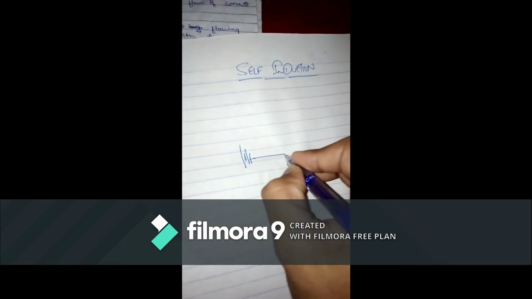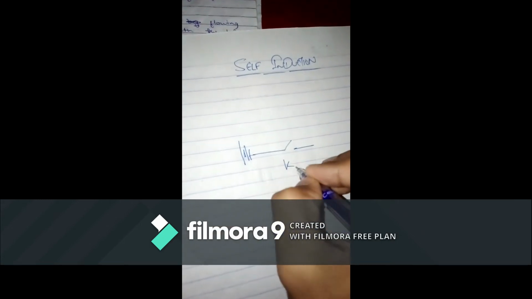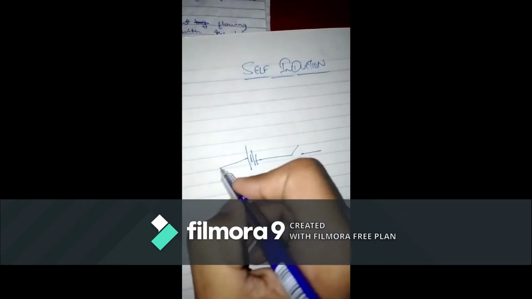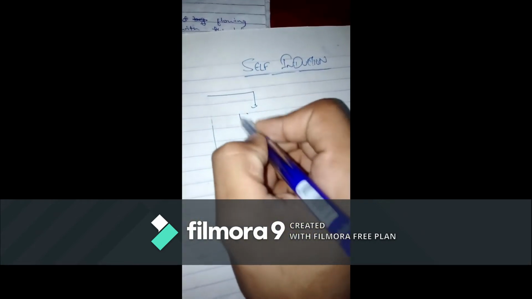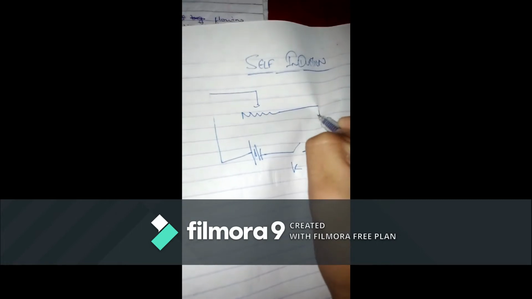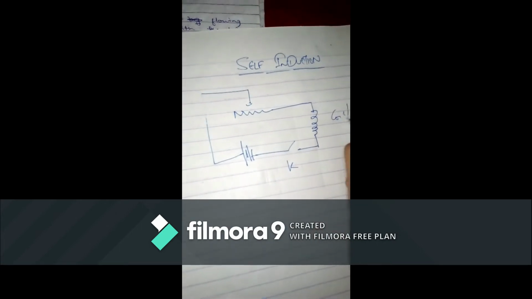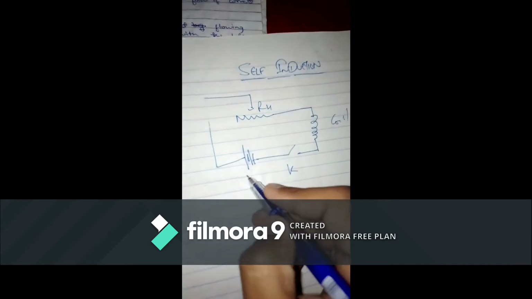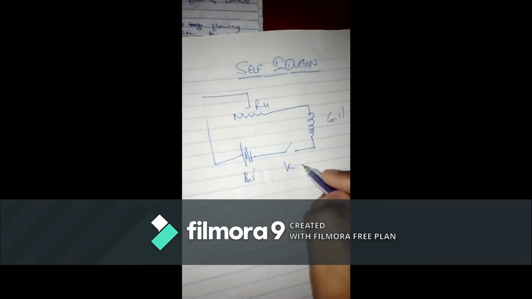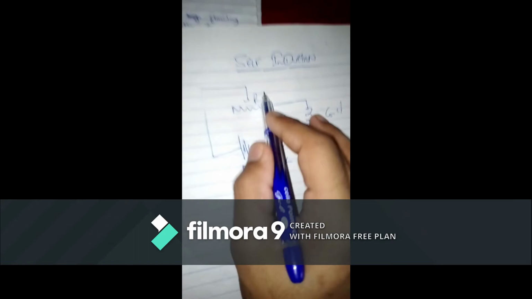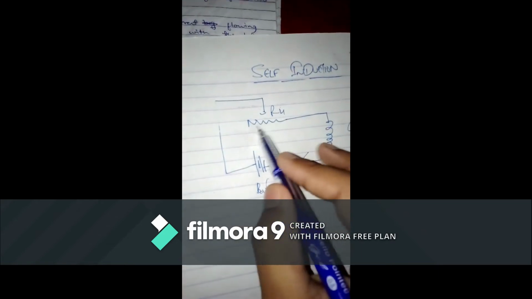This is a battery and here is a key or a switch. Here it is a rheostat, and here it is a solenoid or coil, anything. This is the coil, this is a rheostat, this is the battery which is the source, and this is a switch. Easy, simple. Battery, rheostat, source. The rheostat is used to change the current.